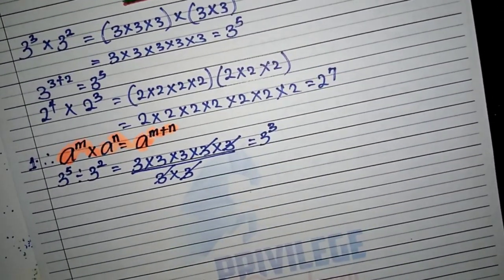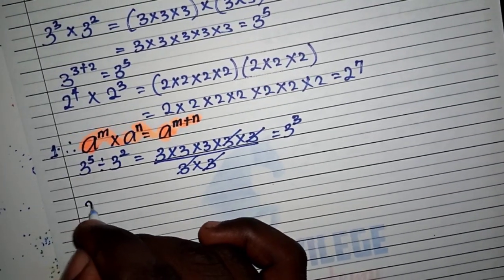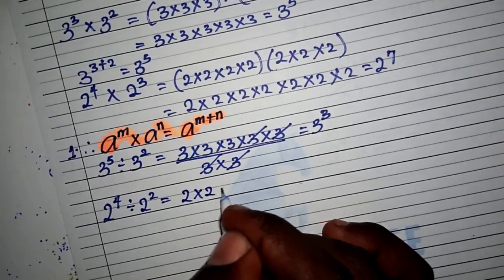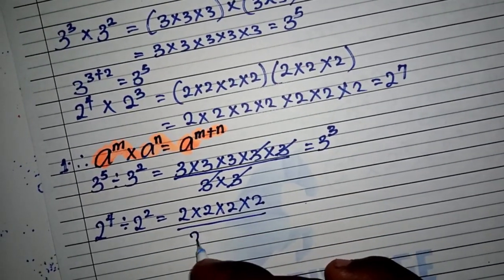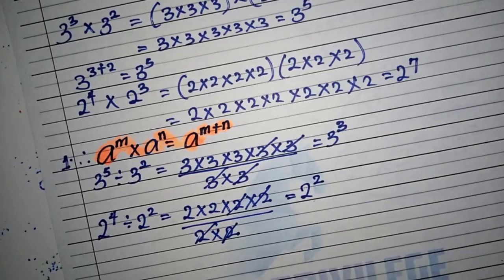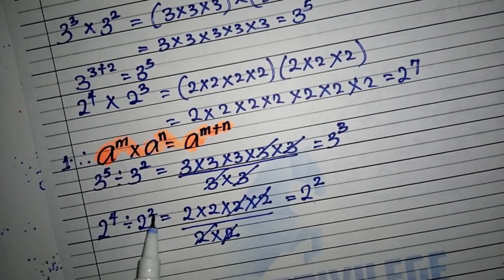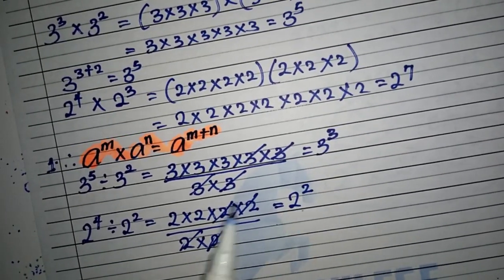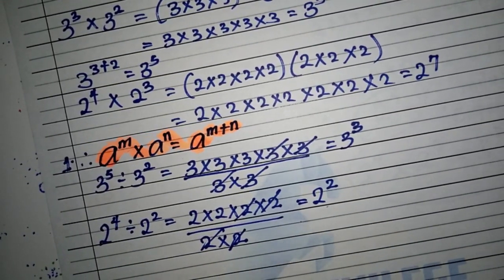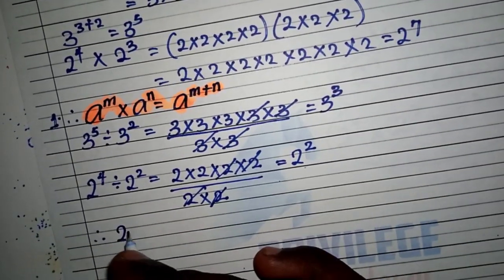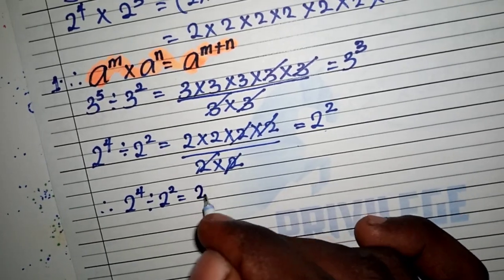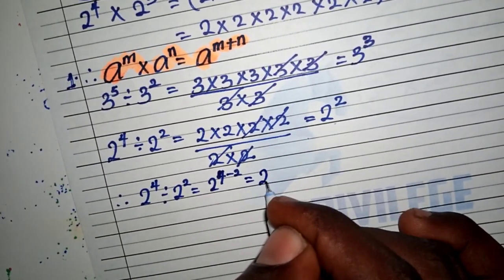Now, let's see if this would be the same case in another example. If I have 2 to the power of 4 divided by 2 to the power of 2, I'll be having 2 times 2 times 2 times 2 divided by 2 times 2. And these can take care of each other. I'll be left with 2 squared. If you observe the powers here, if I subtract 2 from 4, I'm going to have 2. Therefore, I can pick one of the bases and subtract the powers. Hence, I can have 2 to the power of 4 divided by 2 to the power of 2 equal to 2 to the power of 4 minus 2, which is 2 to the power of 2.